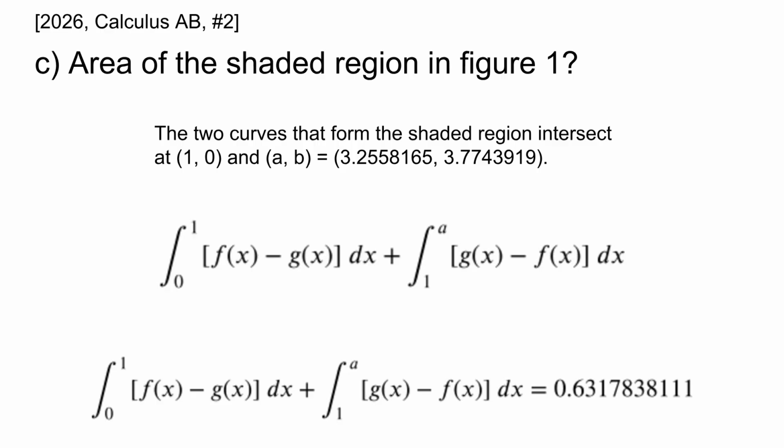The integral from 0 to 1 of f of x minus g of x dx plus the integral from 1 to A of g of x minus f of x dx is 0.6317838111, which by FRQ rules, you could have either 0.631 or 0.632. Either of those would be acceptable.